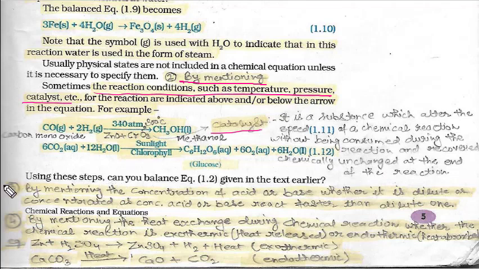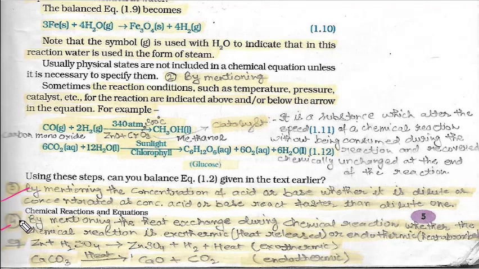Now the third way to make a chemical equation more informative is by mentioning the concentration of acid or base, whether it is dilute or concentrated, as a concentrated acid or base reacts faster than a dilute one. So we have to mention whether we are taking a dilute or concentrated acid or base, because the rate of reaction of a strong or concentrated acid is faster than the weak one.